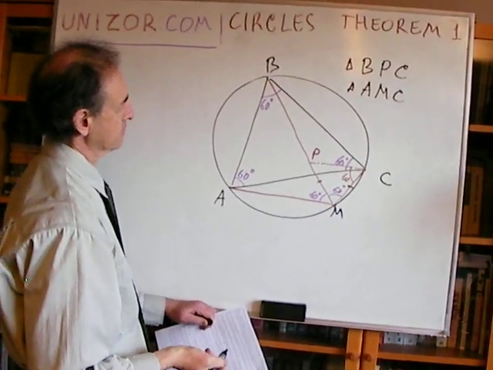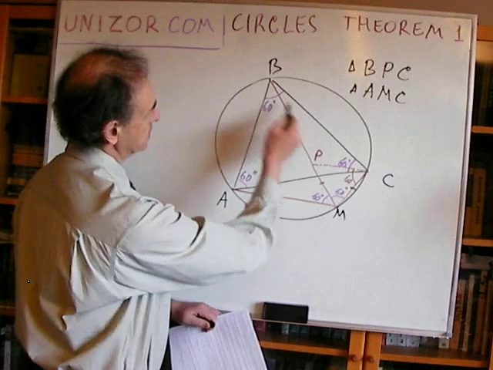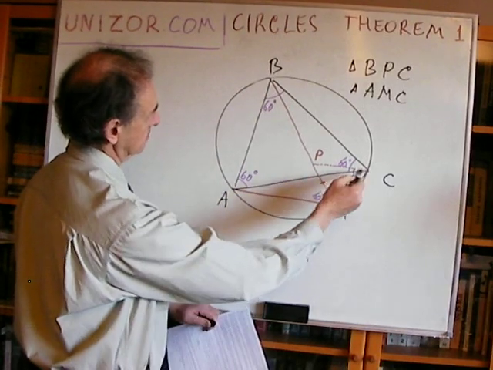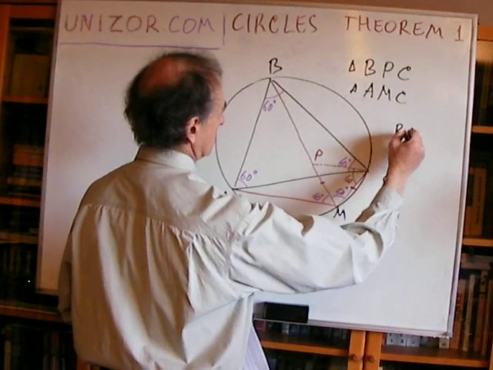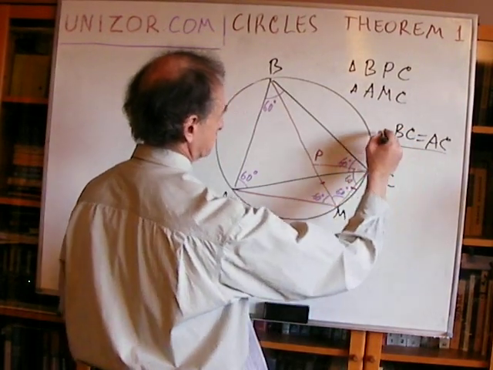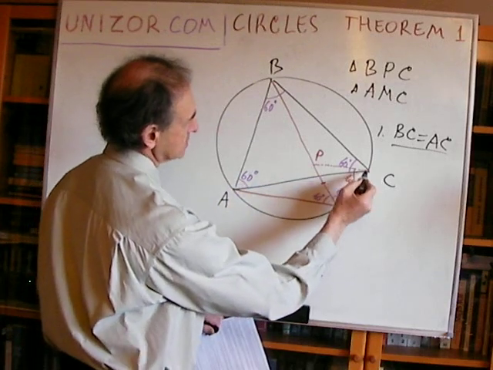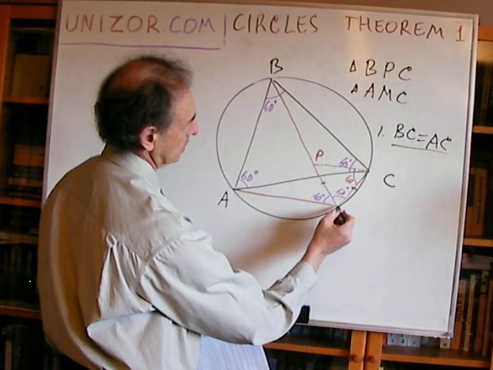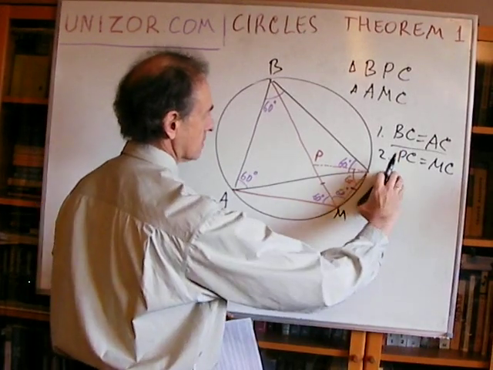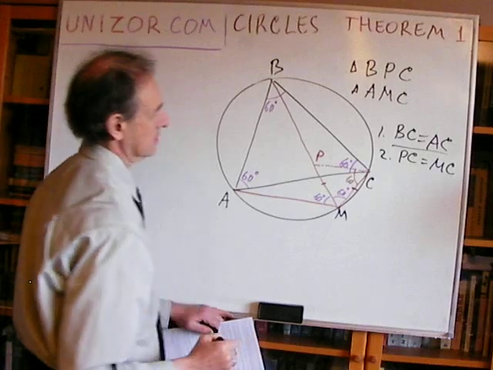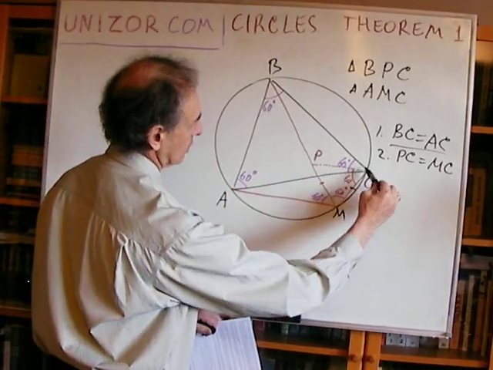Now let's think about these two triangles. BC is obviously congruent to AC, because ABC is an equilateral triangle, right? So we have BC equals AC. That's number one. What else do we know about this? We also know that PC is congruent to MC. PC is equal to MC. So this is the second side. So we have one side congruent to this, and we have another side congruent to this.